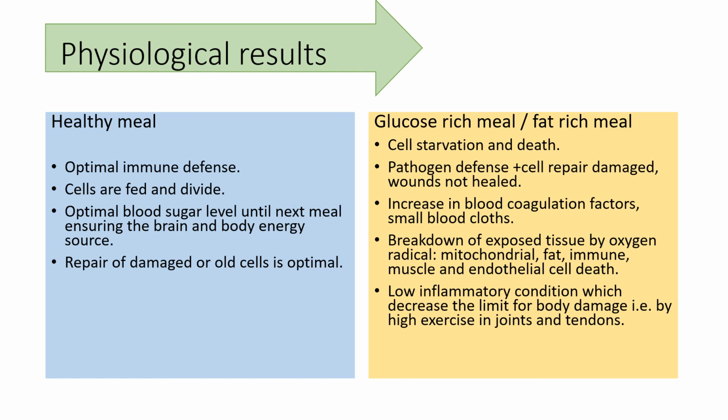A healthy meal will result in optimal immune defense against pathogens. The cells within the body are fed and divide. There will be an optimal blood sugar level until the next meal, ensuring the brain and body energy source. Repair of damaged or ill cells will be optimal.